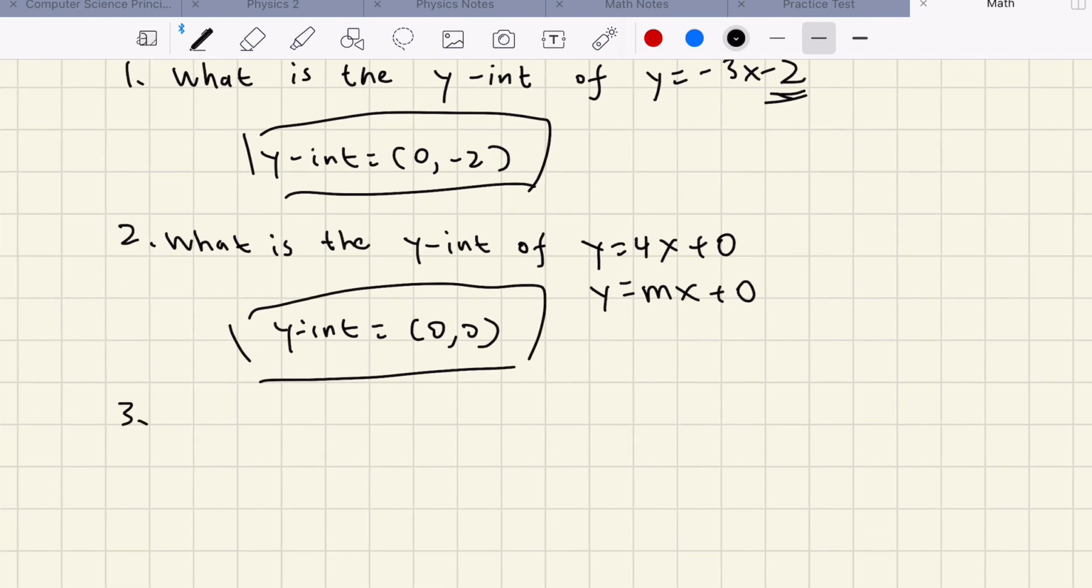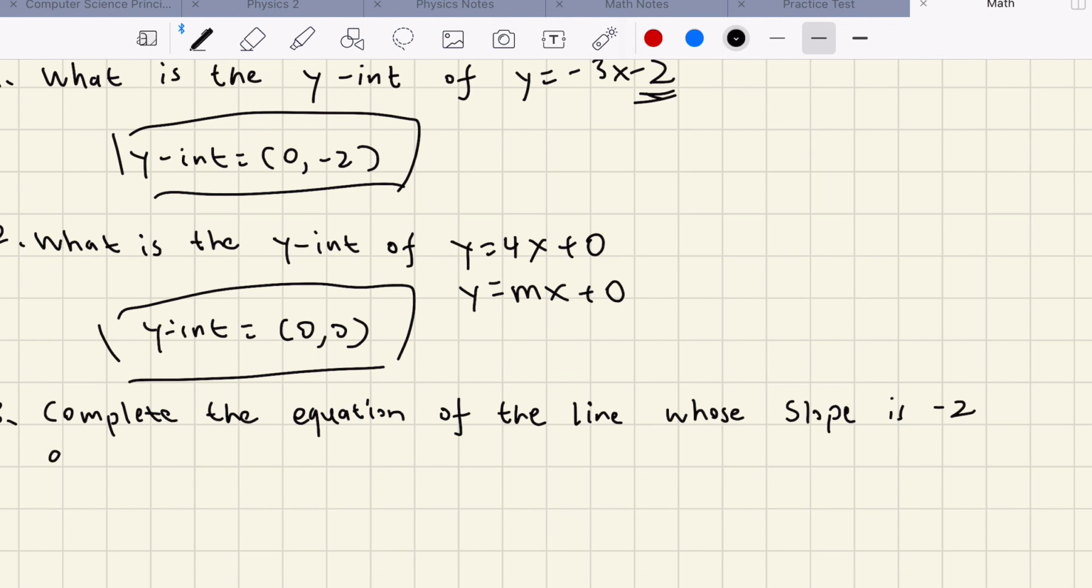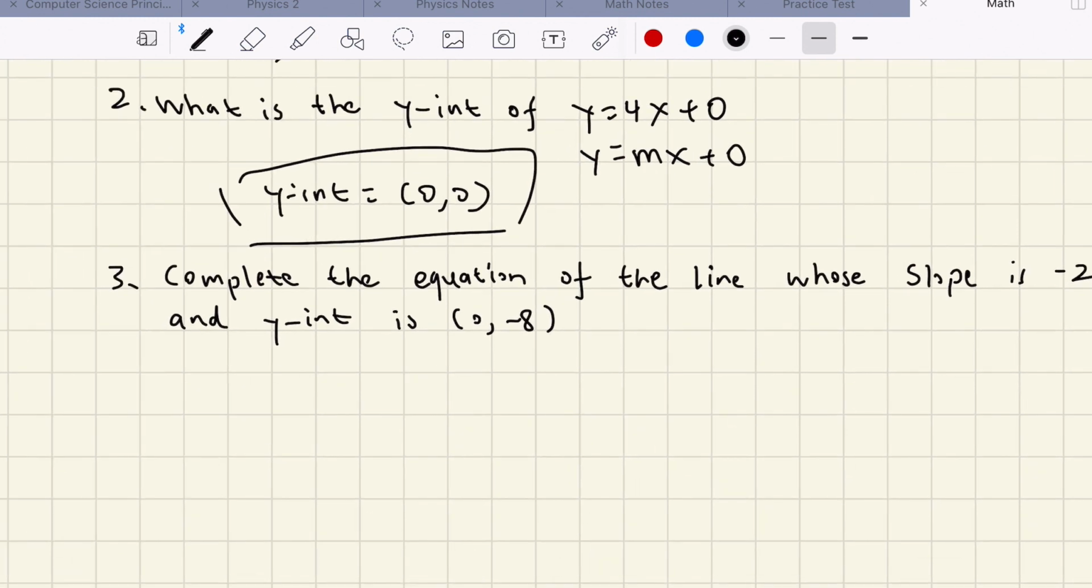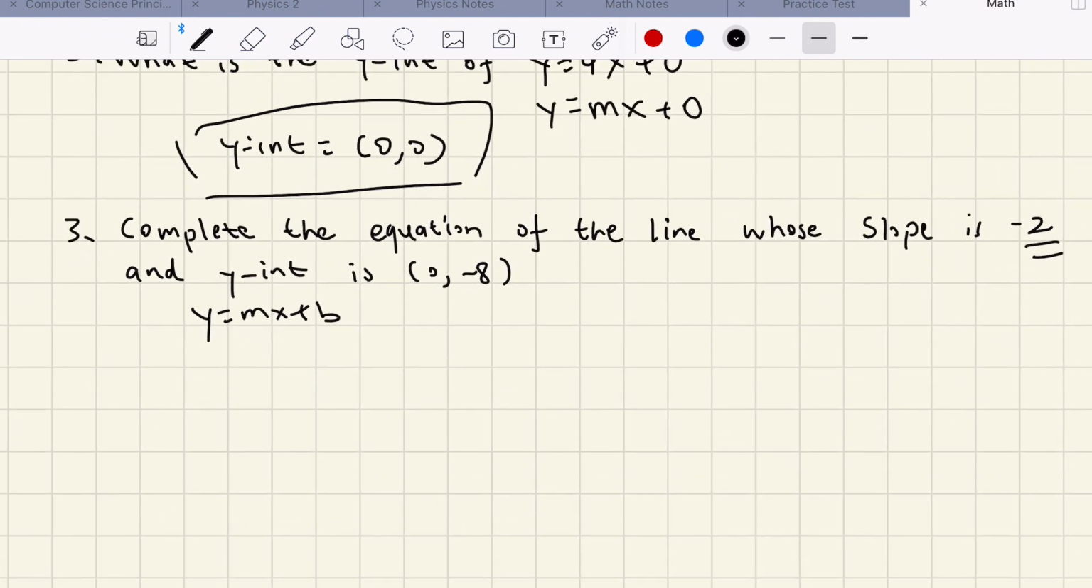Number 3, complete the equation of the line whose slope is negative 2 and y-intercept is (0, negative 8). Remember, y equals mx plus b, where m is the slope and b is the y-intercept. It tells us the slope is negative 2, so m equals negative 2, and the y-intercept is negative 8, so b equals negative 8. You write that and you get y equals negative 2x minus 8.